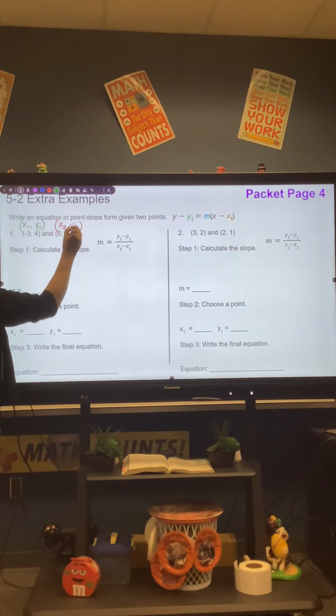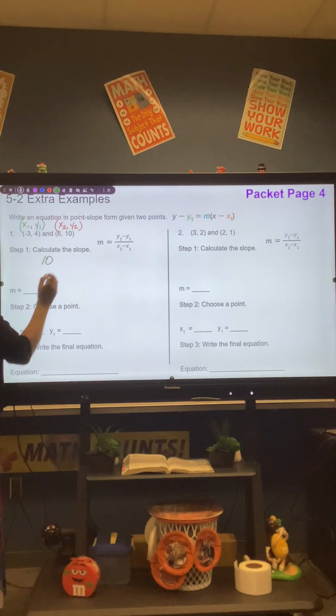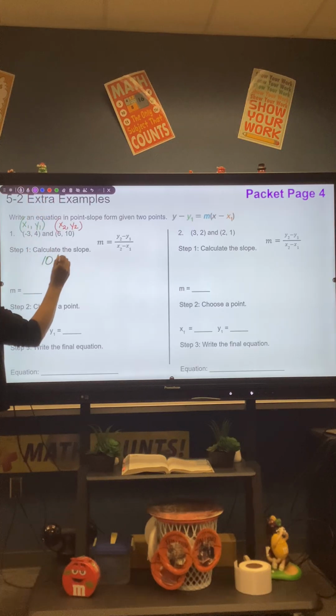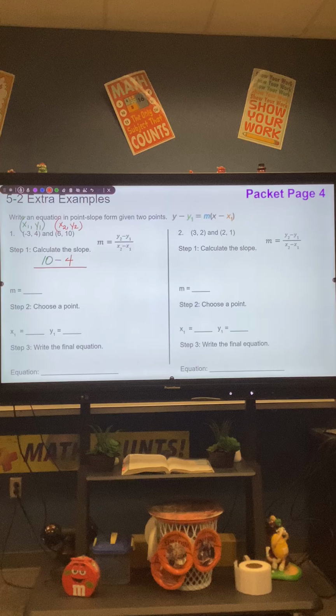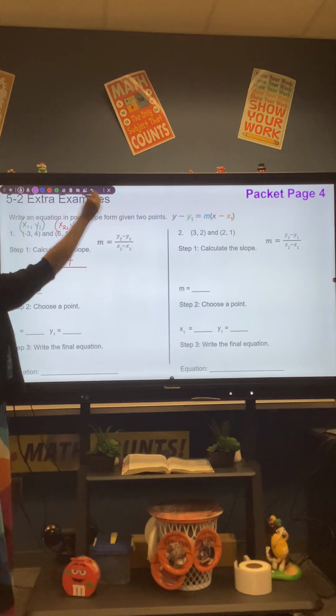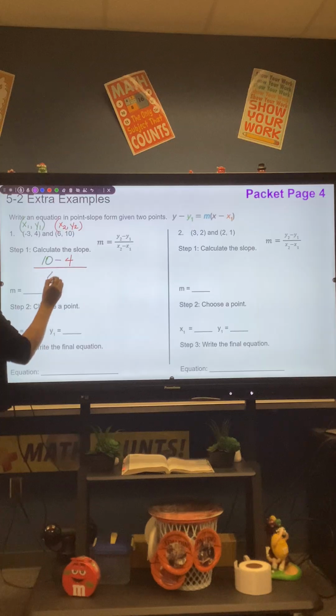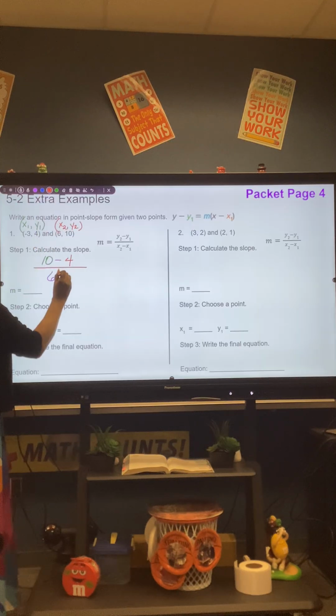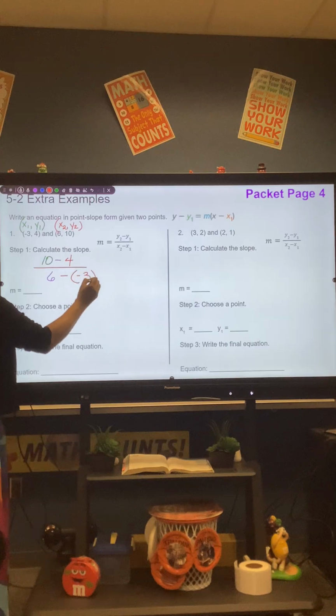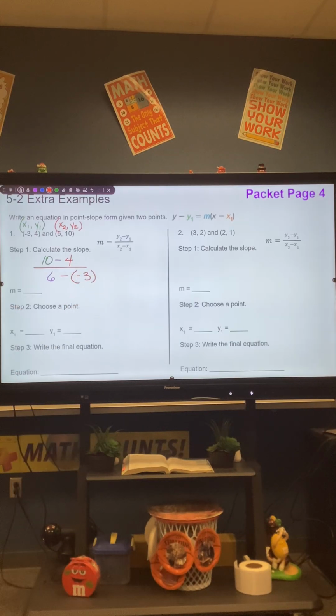So take your second y, which is the number 10. You are going to subtract it from your first y, which is the number 4. You're going to take your second x, which is the number 6. You're going to subtract it from your first x, which is a negative 3. Notice what I did with the negative 3.